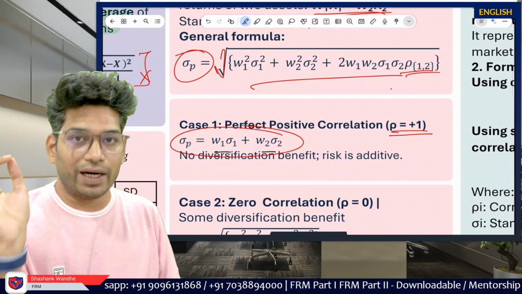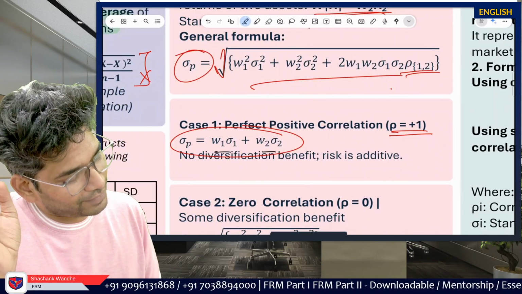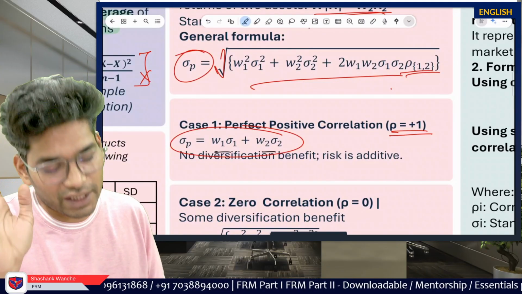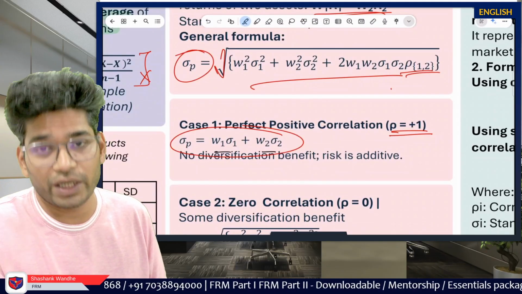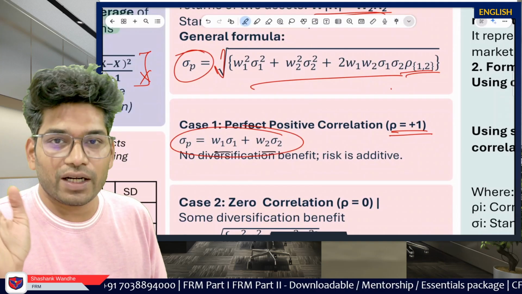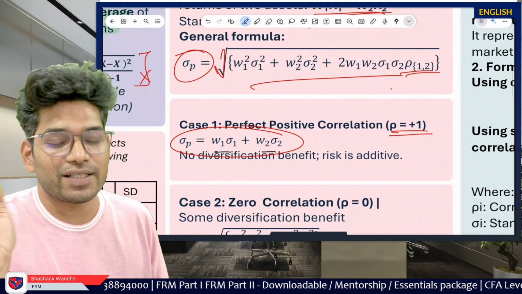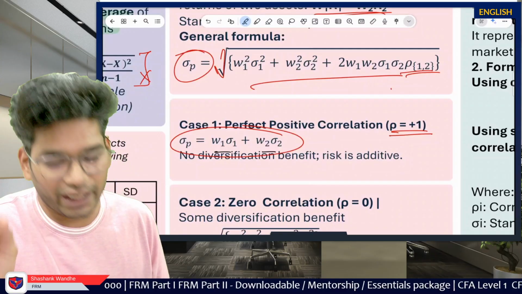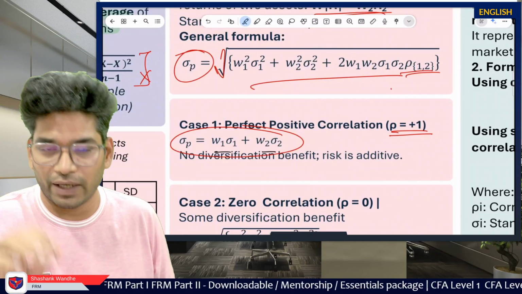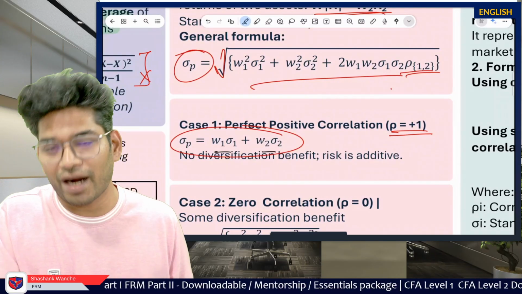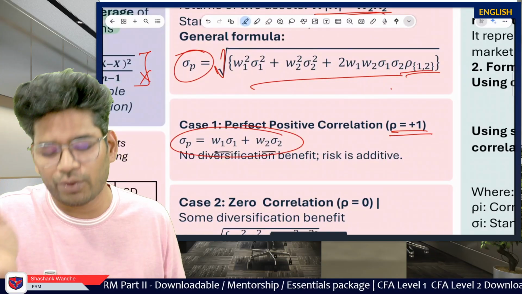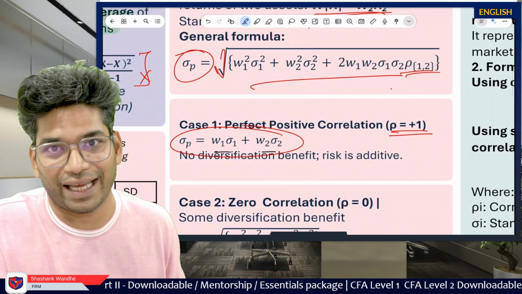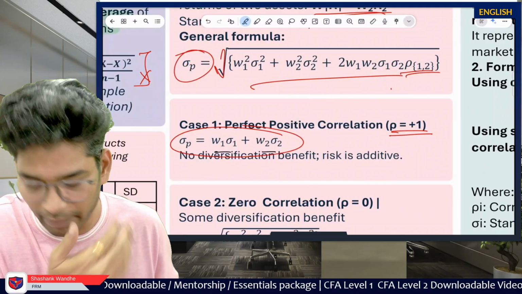Okay, so under root sigma 1 W1 square plus sigma 2 W2 square plus sigma 3 W3 square plus 2 into sigma 1 sigma 2 W1 W2 correlation of 1 2 plus sigma 1 sigma 3 W1 W3 correlation of 1 3 plus sigma 2 sigma 3 W2 W3 correlation of 2 3, like this. Okay, repeat this and you will be able to remember it.